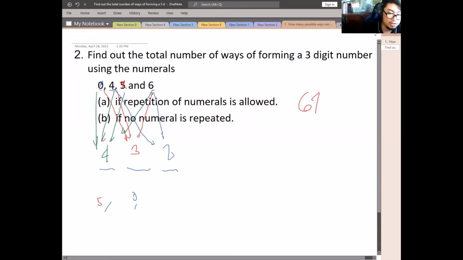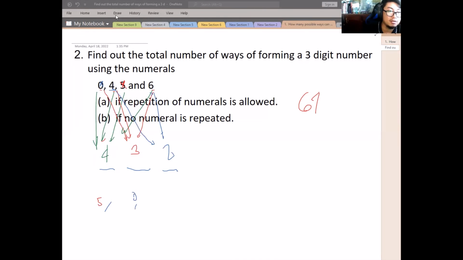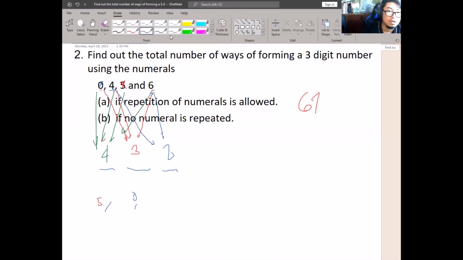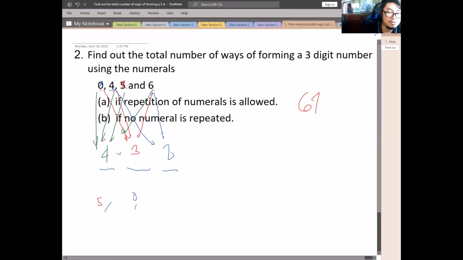So for the first digit, we have 4 ways. In the second digit, we have 3 ways. And for the last digit, we have only 2 ways or 2 options. So by using the multiplication method, 4 times 3 times 2, we have only 24 ways in letter B.